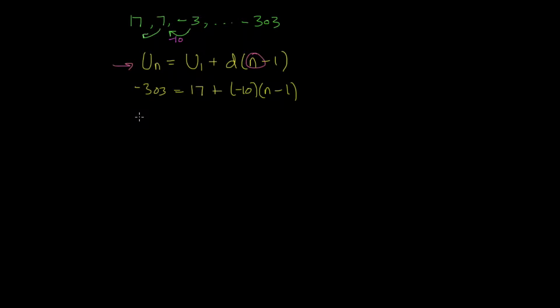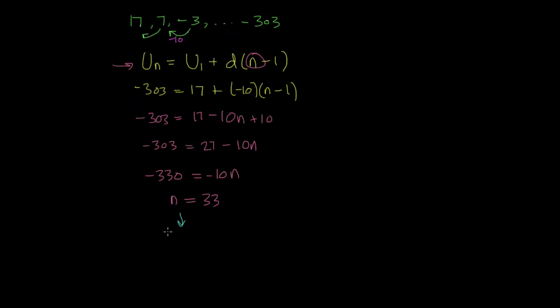So when I solve this equation, it says -303 equals 17. And then I have -10 times n, which is -10n. I have -10 times -1, which is +10. So I have -303 equals 17 plus 10, 27 minus 10n. So if I subtract that on the other side, I get -330 equals -10n. The negatives cancel out, because if I divide by -10 on both sides, I'm left with n equals 33. This means there are 33 terms in the sequence.